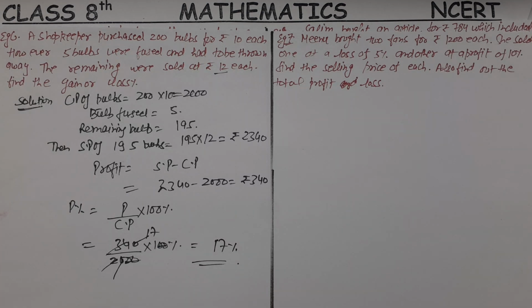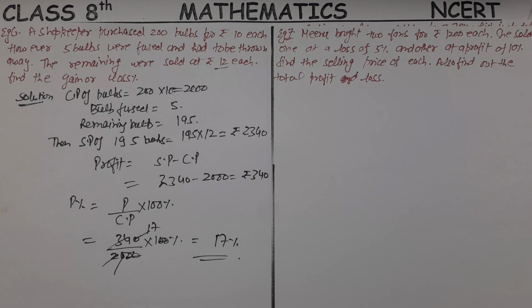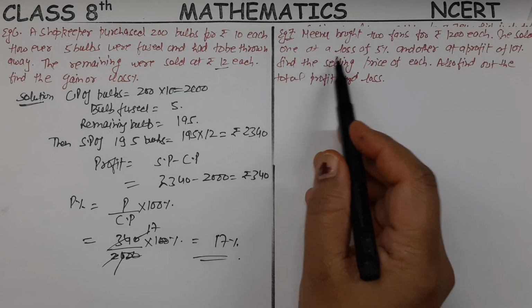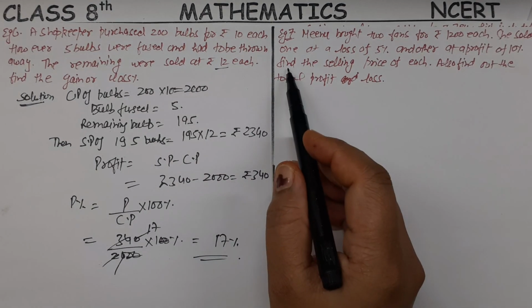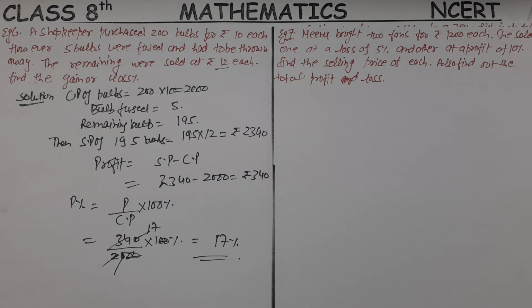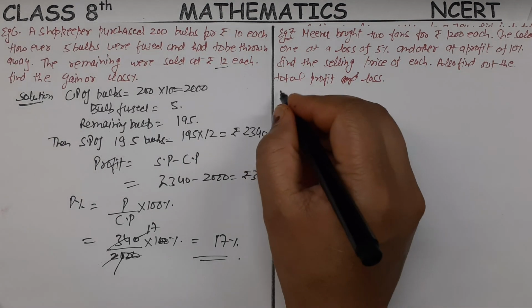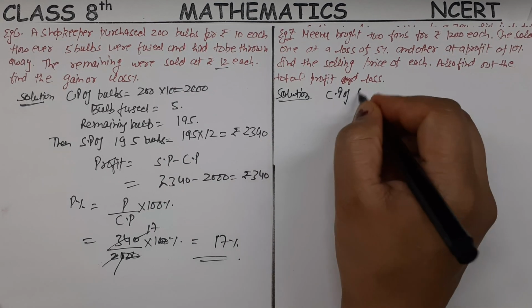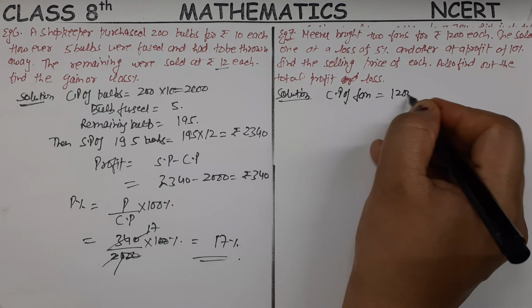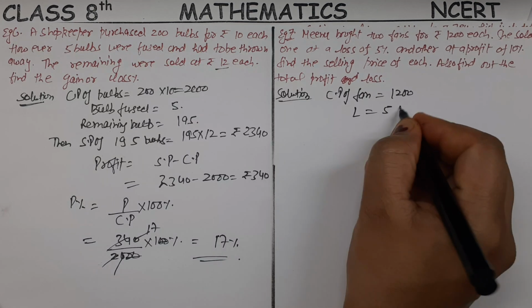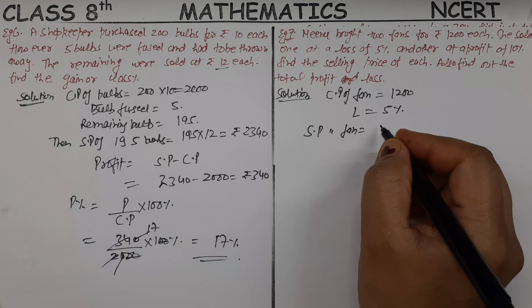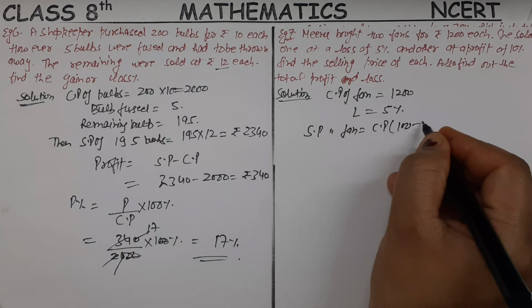Next example number 7. Meena bought 2 fans for rupees 1200 each. She sold one at a loss, another at a profit. Find the selling price of each and also find the total profit or loss. Its solution: cost price of fan 1200, loss 5%. SP of fan, apply formula.